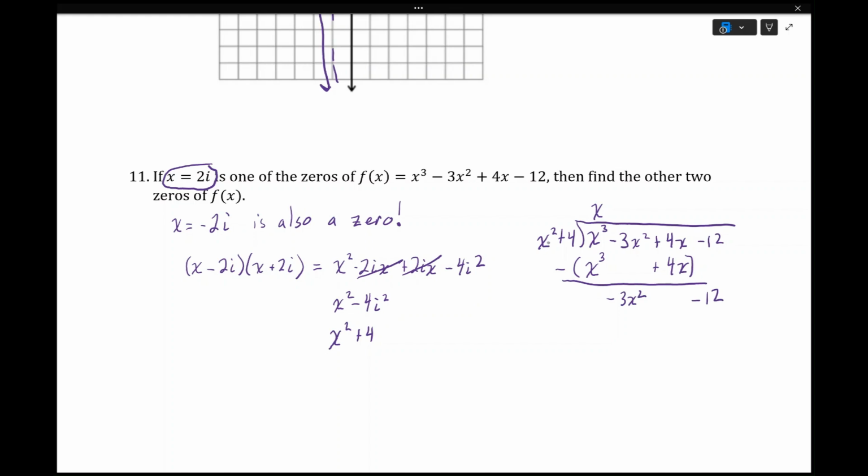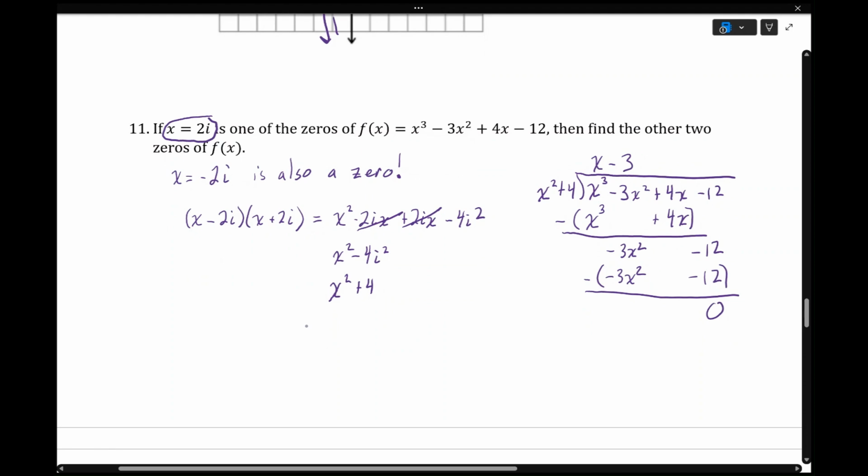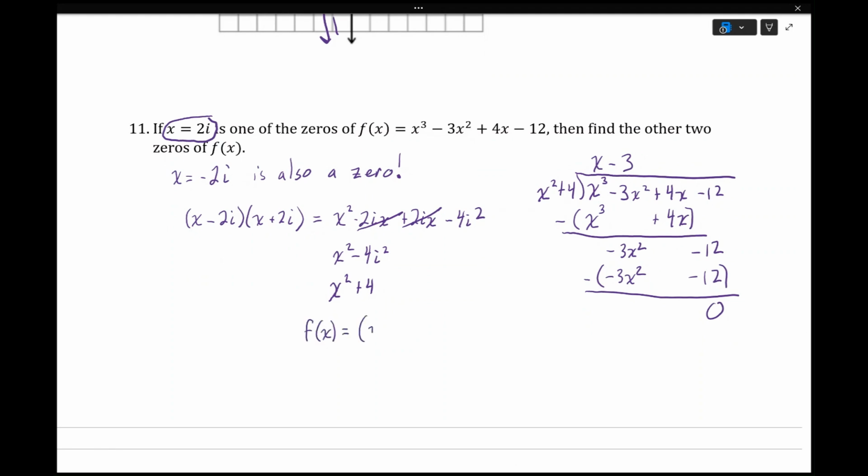What do I multiply x squared by to get to -3x squared? A minus 3. So I get another -3x squared and another minus 12, which is good because I should get a remainder of 0. And so I end up with x minus 3 as my other factor. So f of x is equal to x minus 3 times x squared plus 4.